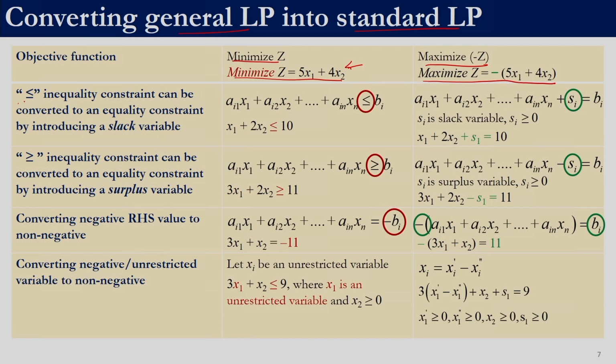If there are less than equal to constraints, right, we add slack variable on the left hand side and convert it into an equality constraint, right. So, over here if we see we have this equation x1 plus 2x2 is less than equal to 10.